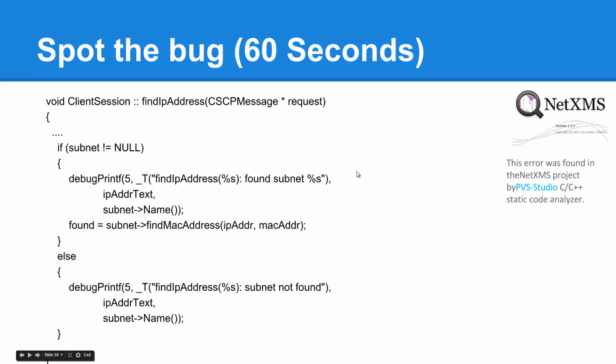Here's another bug to pass the time. See if you can pause the video and spot it within 60 seconds. So this is a classic case of copy-pasted code. Now, here, in the first function, it checks if the subnet is not equal to null. But if it is null, it then calls this alternative function complaining that subnet is not found.